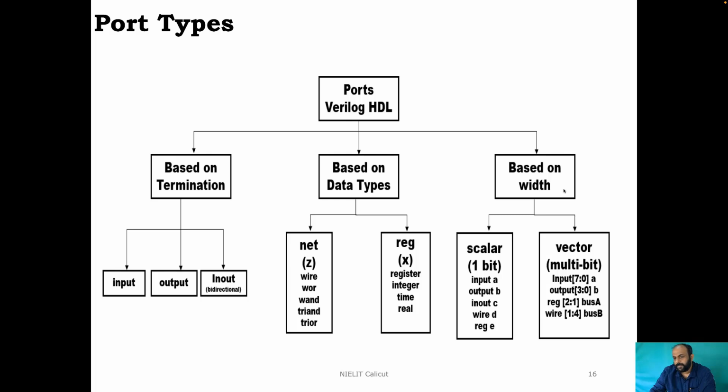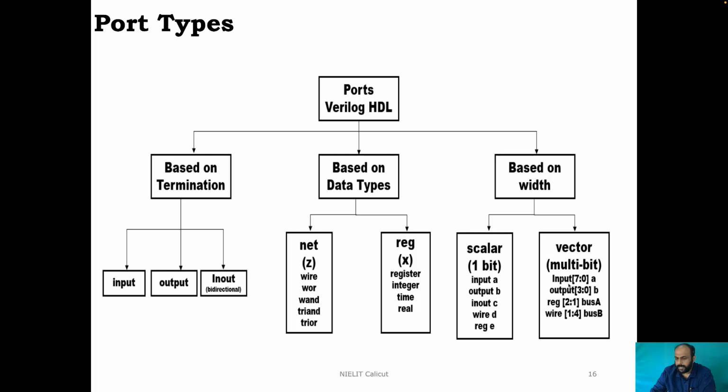So based upon width, the ports can be classified as scalar port as well as vector port. Scalar ports are those ports which can accommodate only 1 bit of information, either a 0 or an X or a 1 or a Z. For example, you see the declarations here: input A, output B, inout C, wire D, reg E. All these are representing ports having different categories, but what is common in all these ports? They are all scalar ports. They can accommodate only 1 bit of information.